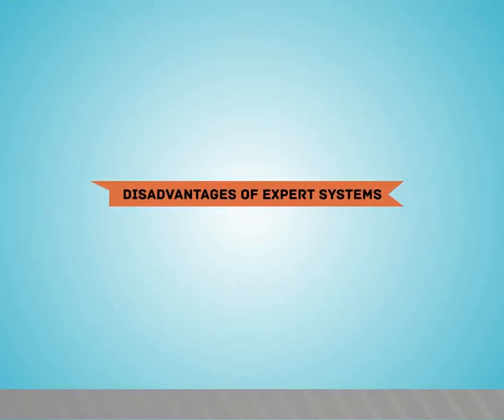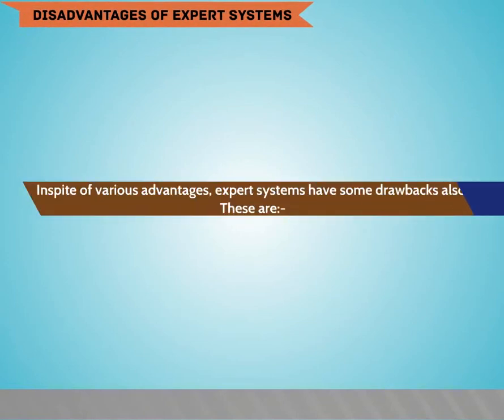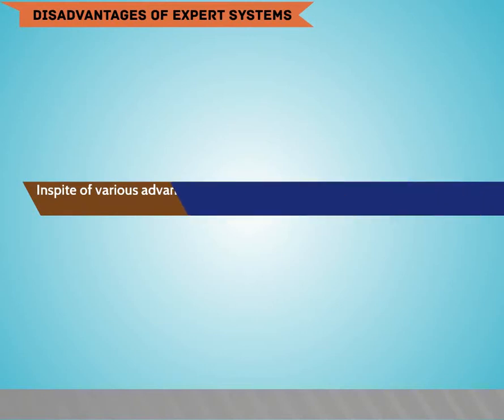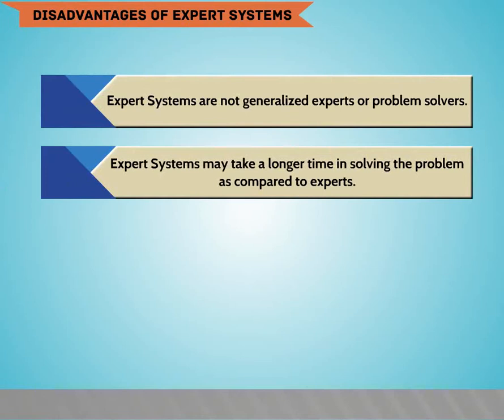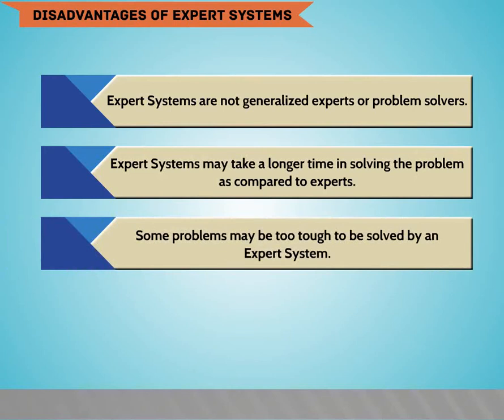Disadvantages of expert systems. In spite of various advantages, expert systems have some drawbacks also. These are: expert systems are not generalized experts or problem solvers. Expert system may take a longer time in solving the problem as compared to experts. Some problems may be too tough to be solved by an expert system.